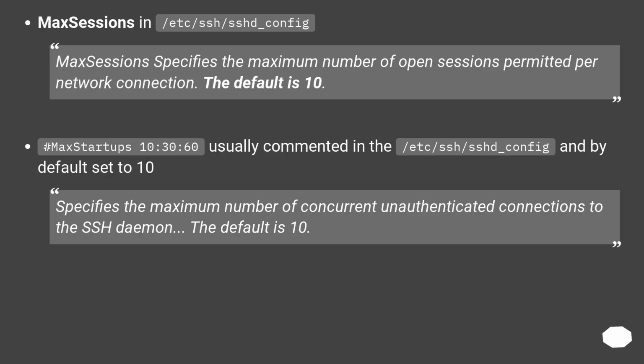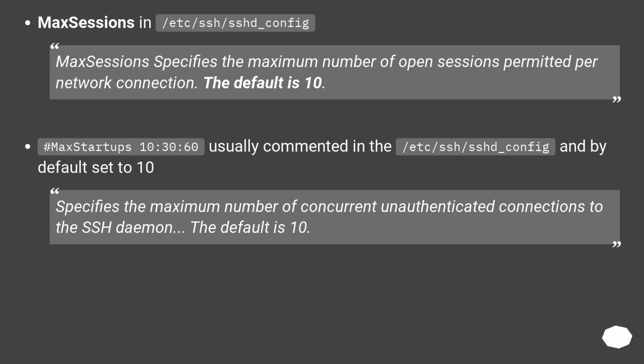MaxSessions in /etc/ssh/sshd_config. MaxSessions specifies the maximum number of open sessions permitted per network connection. The default is 10.